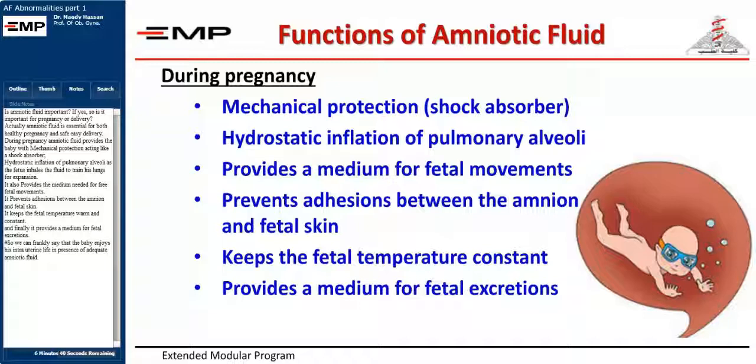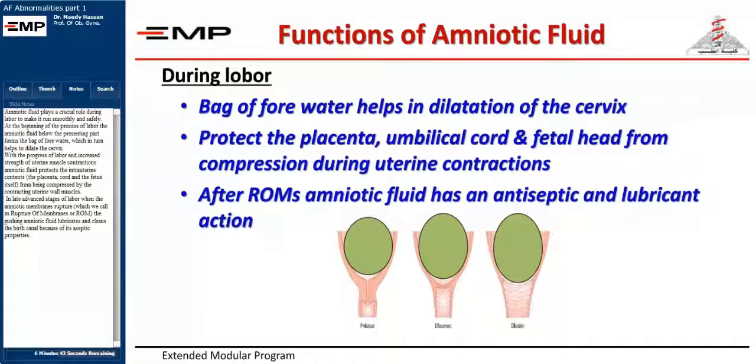So we can frankly say that the baby enjoys his intrauterine life in presence of adequate amniotic fluid. Amniotic fluid plays a crucial role during labor to make it run smoothly and safely. At the beginning of the process of labor, the amniotic fluid below the presenting part forms the bag of forewater, which in turn helps to dilate the cervix.